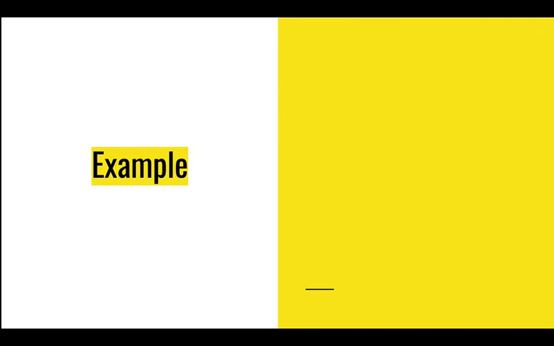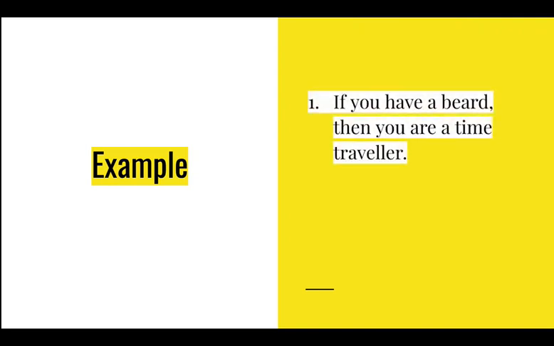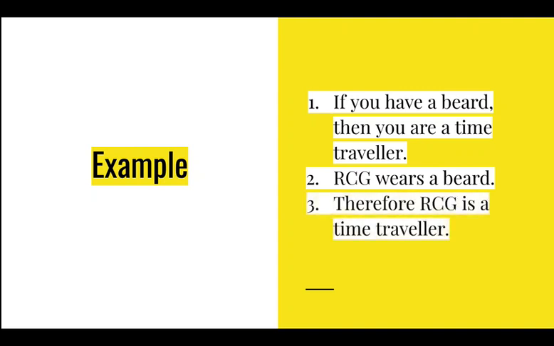So let me give you an example here. All right. Premise 1, if you have a beard, then you are a time traveler. Premise 2, RCG wears a beard. And by the way, RCG are my initials that I go by sometimes. 3, therefore, RCG is a time traveler. Well, assess this argument for validity for me. Is it valid? Think about it. Pause if you need to.